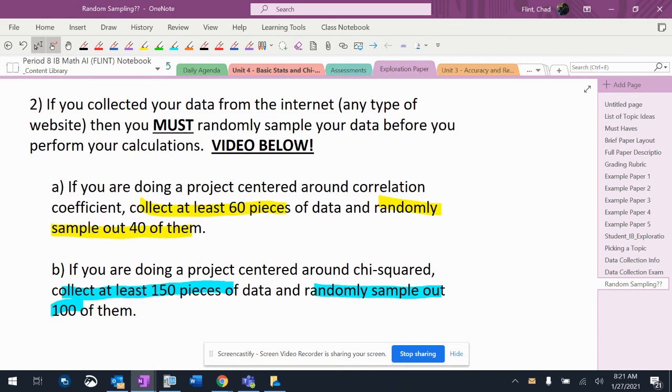All right, so make sure that you take a look at this. If you're not sure whether or not you're supposed to randomly sample it, talk to your teacher. Okay, if you do all of the math without randomly sampling and you were supposed to, you're going to have to redo it.